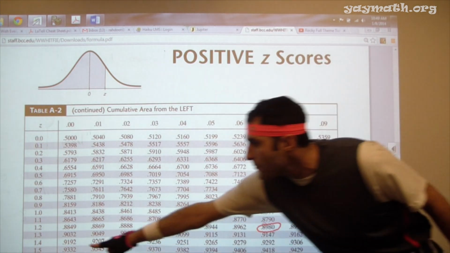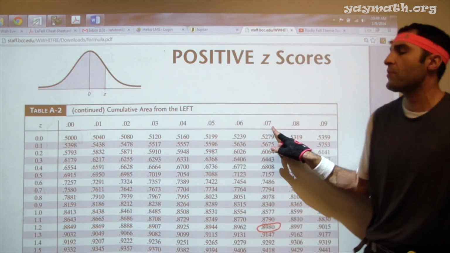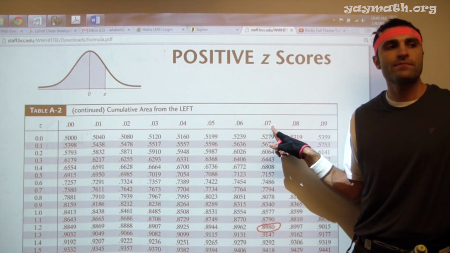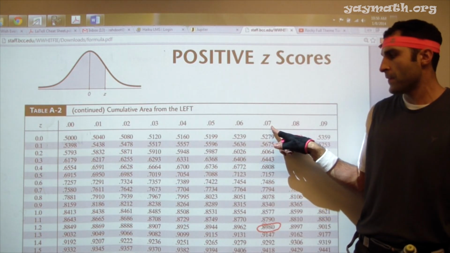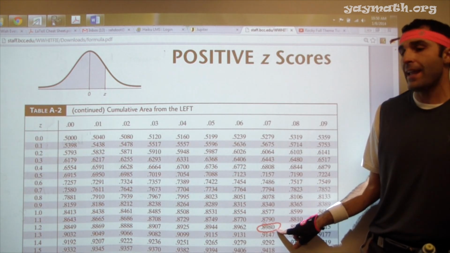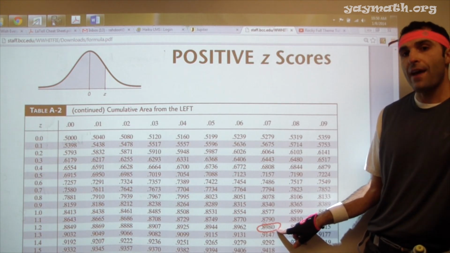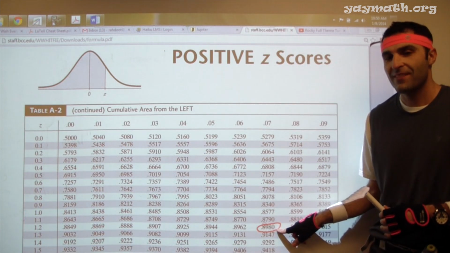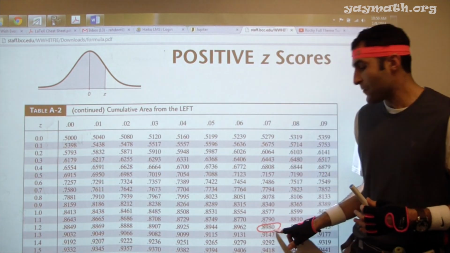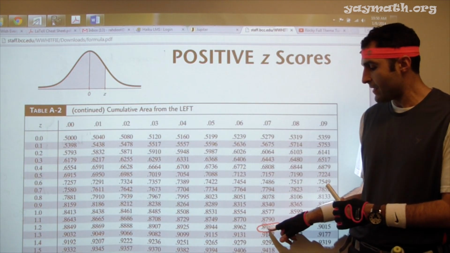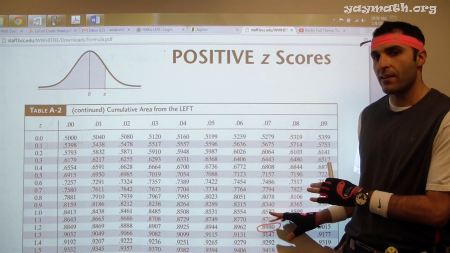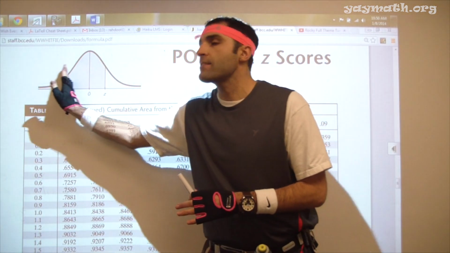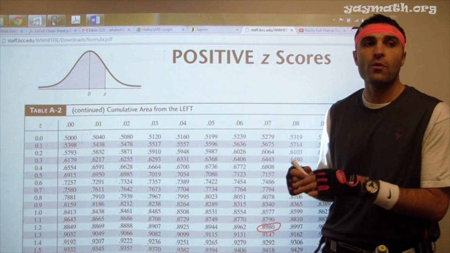So a z-score of 1.2, what is 1.2 plus 0.07? 1.27, good. And that z-score is 0.8980. Remember when you said 88? Actually, pretty close, it's 89. So 89% of the population resides to the left of z-score 1.27.